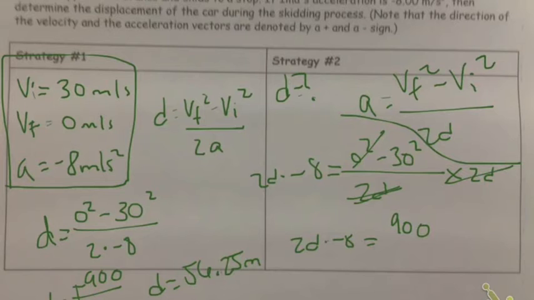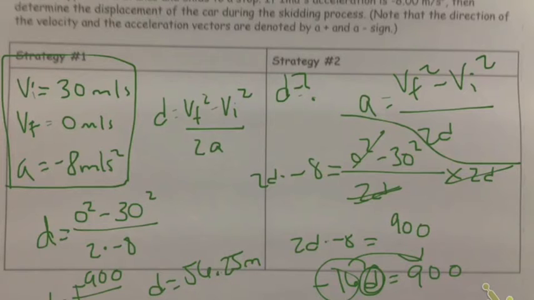2D times negative 8 becomes negative 16D equals 900. Now we have these last little bits. Now we want to get D alone by itself. So in order to get this alone by itself, we do what's called inverse operations. Now you should have already watched a video on this, but if we forget what inverse operations is, in order to get this number on the other side, we need to do the opposite of what it's doing to the variable next to it.